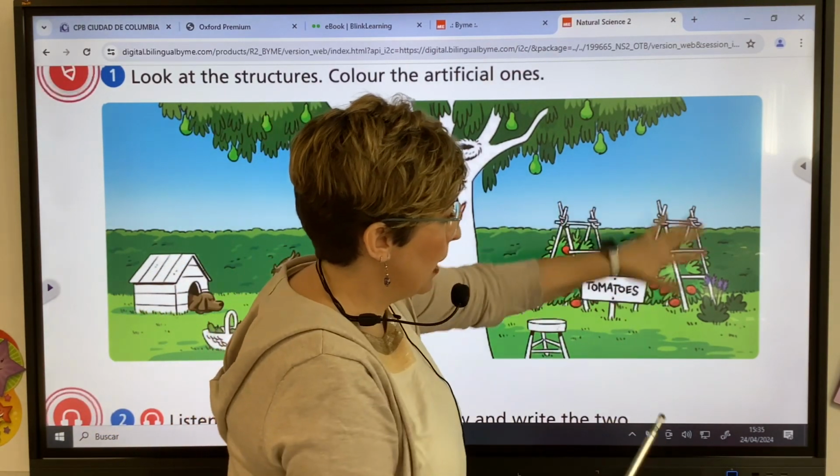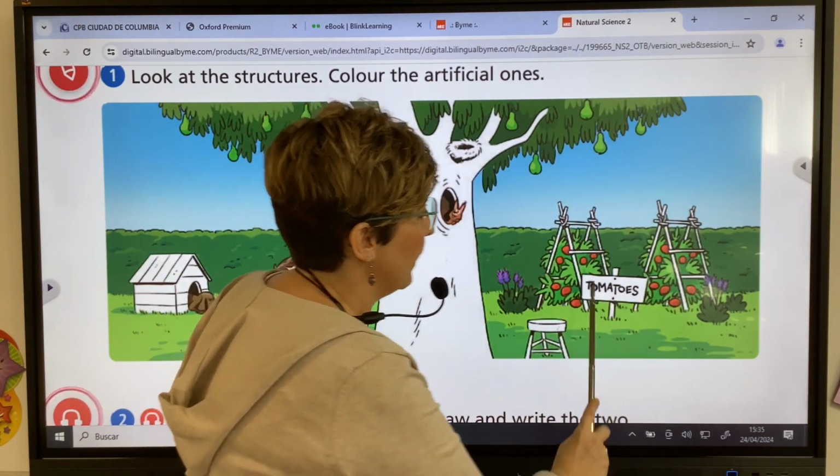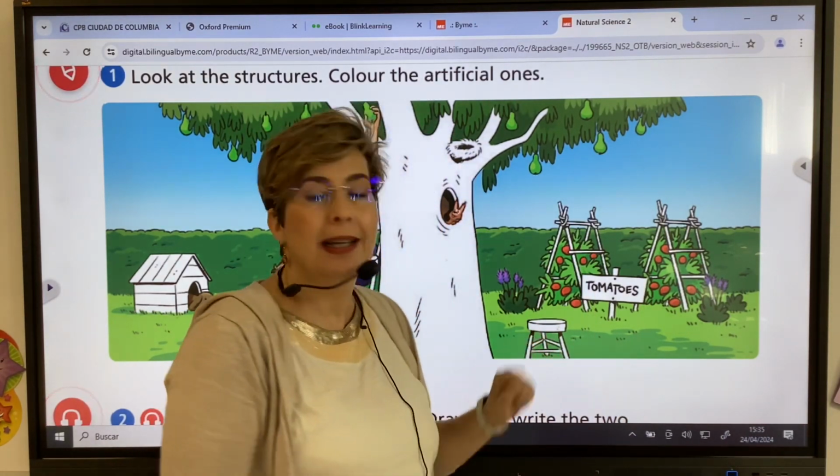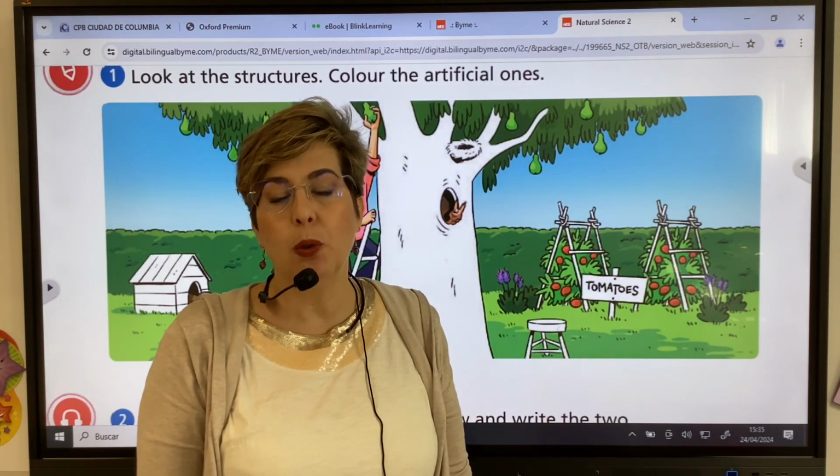The tomato support is artificial. The tomato plant is artificial and the stool here is artificial. What do we have to do? Color them.